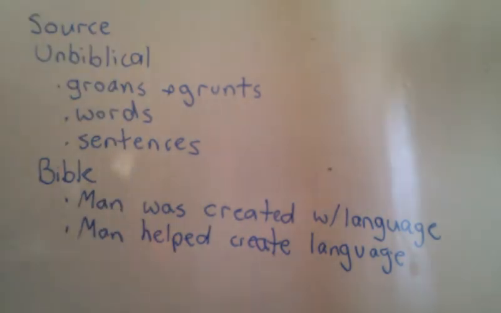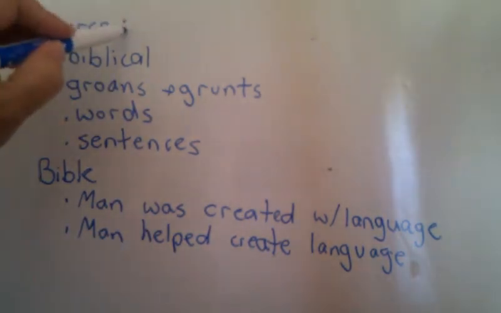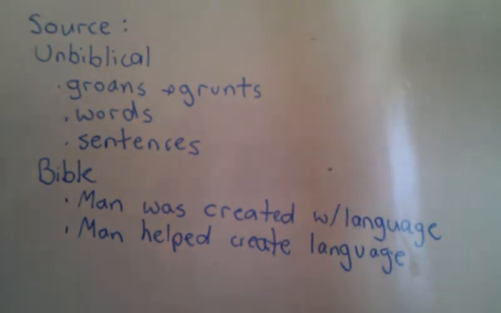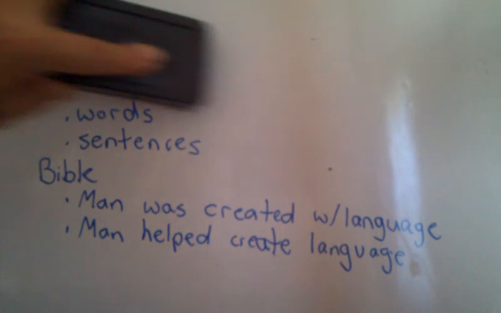Okay. So what is the source of language? People that don't believe the Bible, unbiblical people, say that we started with groans and grunts, and that led to words, and that led to sentences, until we got to where we are now. But the Bible says man was created with language. Man helped create language when he named the animals. Okay. Now we're going to talk about the background of language.